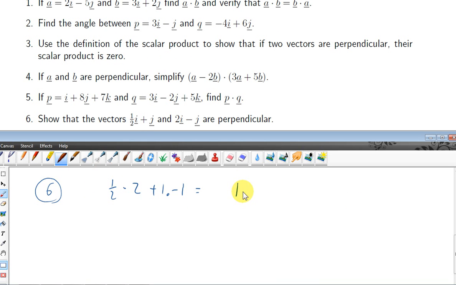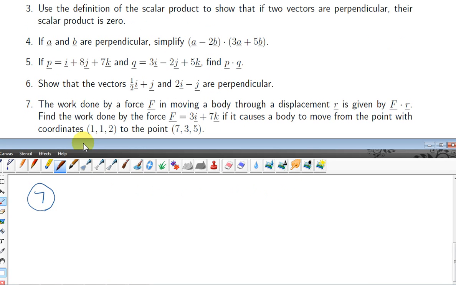We get plus 1 minus 1, which is 0. So if the dot product is 0, as we've seen before, then the vectors are perpendicular.